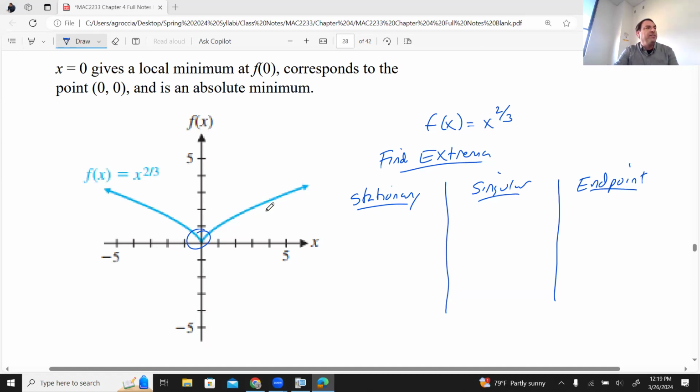So we know this is singular and we know where it's at, 0, 0. Do we have any endpoints? No. So there's no stationary, there's one singular, and there's no endpoints. I haven't done a lick of work yet, and I already know that, if you have the graph.